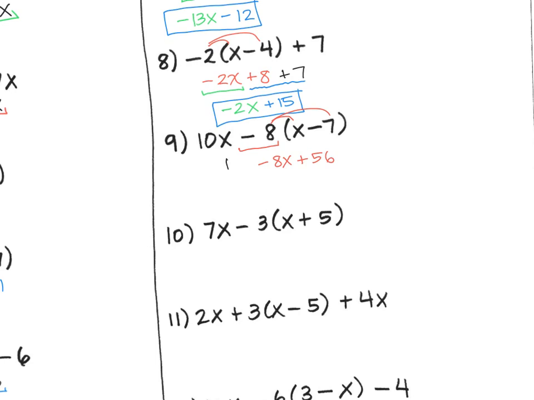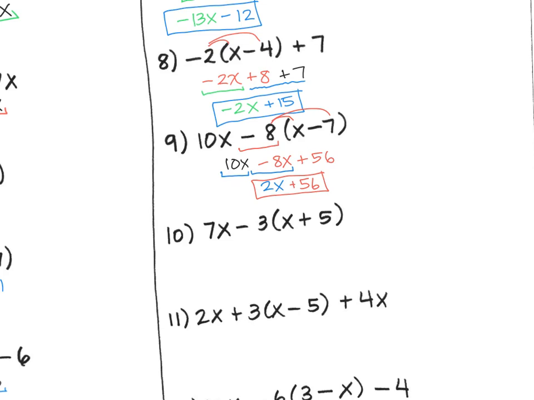Okay, and then the 10x is just going to come down. I'm going to go ahead and look for like terms. This is a 10x, and then I have a minus 8x next to it. So 10x minus 8x is 2x. And then that plus 56 can just come down at the end.